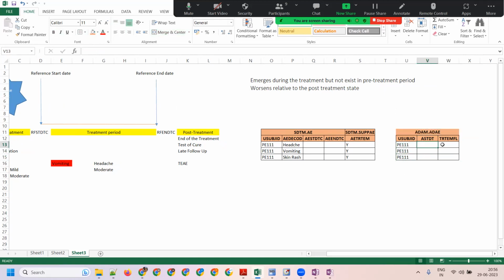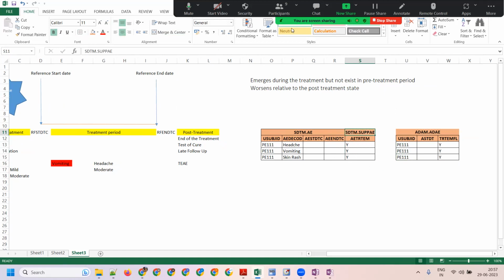So within this, I'm going to have the start date. Here I'm going to have the flags. But to keep track of it, even in the SDTM, if I want to have them, I can have it as a variable in the supplementary domain.